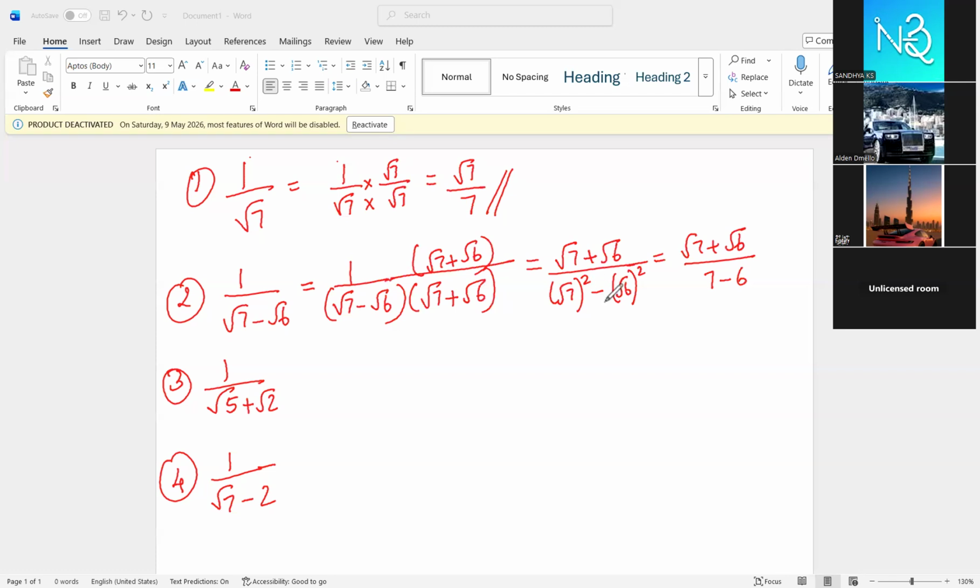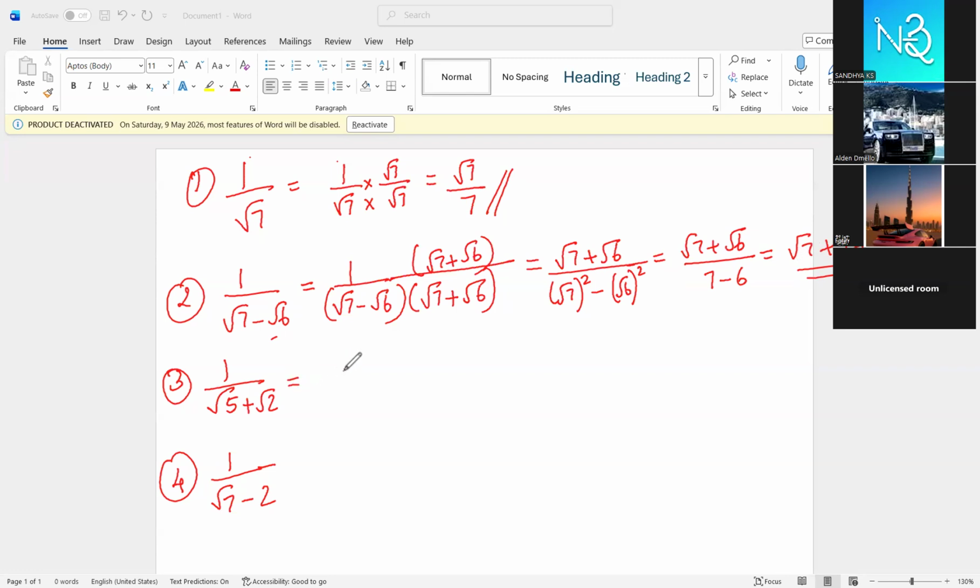Root 7 whole squared is 7. 7 minus 6, that is 1. So the final answer is root 7 plus root 6. Wrong, corrected: root 6. Because they will give like that only. Root 7 plus root 6.